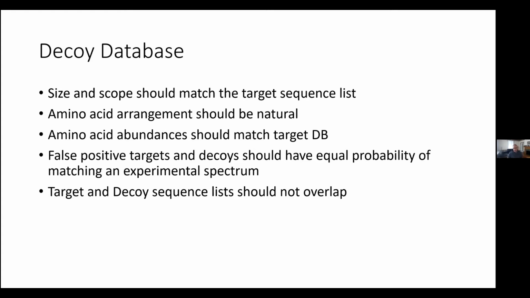And then the last thing is that there should be no overlap. You can imagine, if you have a large target database and you simply reverse it, which is the most common thing that we do, you can end up with decoy peptides which are present in the target database. And so we have to eliminate or switch those, okay? So that we don't have any mix-ups there.